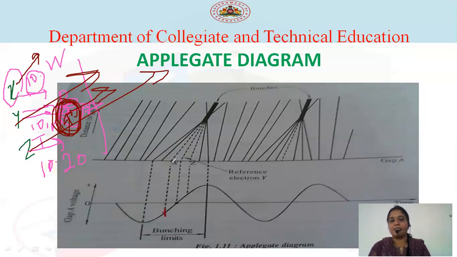In the same fashion here, if you consider x, it is retarded. Even though x is emerging out first, it is retarded. Its speed has reduced because the negative signal is there at the input.